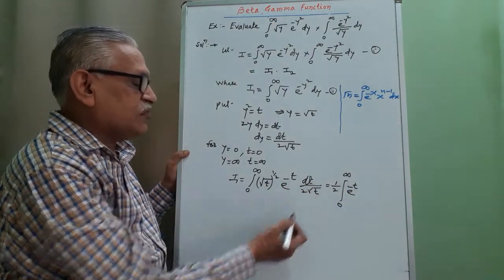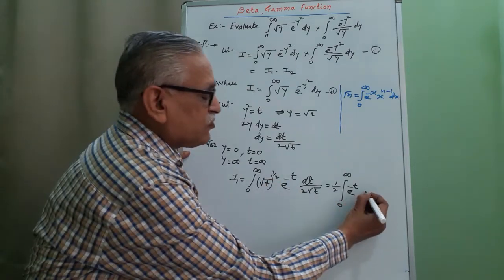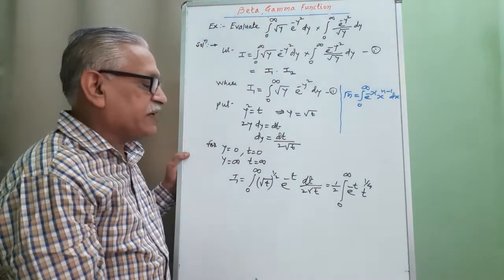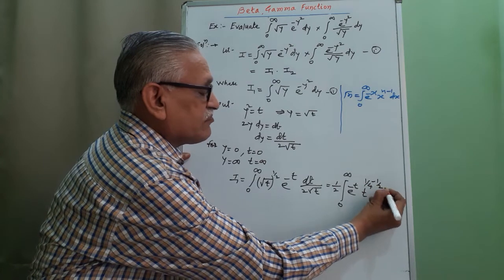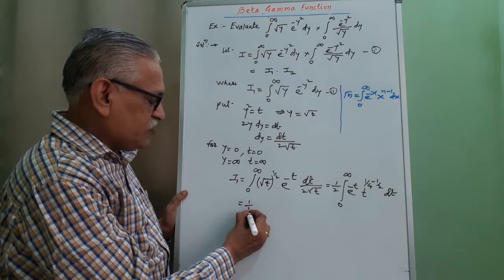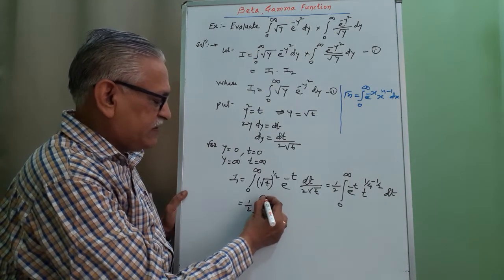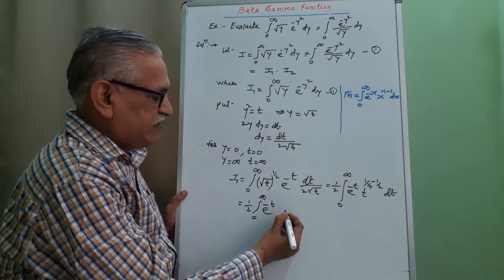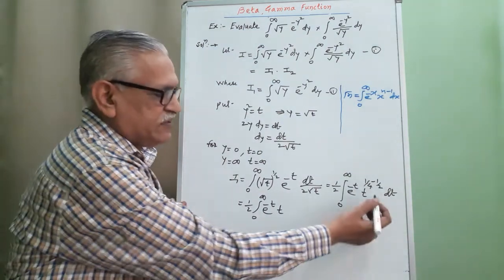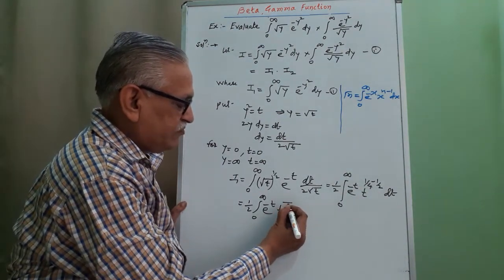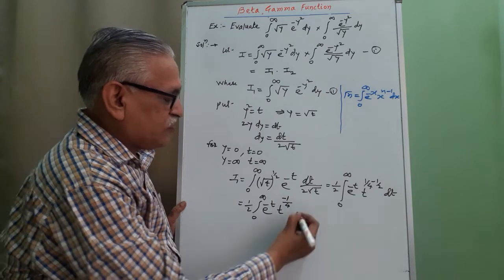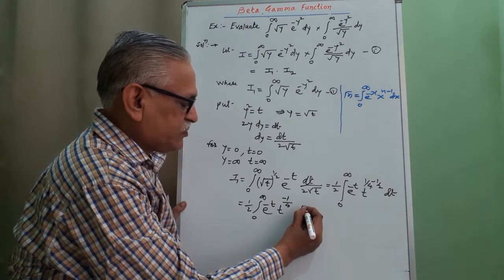Combining the terms of t, this becomes t raised to 1 by 4, and transferring this root t to the numerator, it becomes t raised to minus 1 by 2, and then its integration with respect to t. Therefore, it is equals to 1 by 2 integration from 0 to infinity e raised to minus t, t raised to 1 by 4 minus 1 by 2. Finding LCM, LCM is here 4. 1 minus 2, we get minus 1 by 4, and then its integration with respect to t.